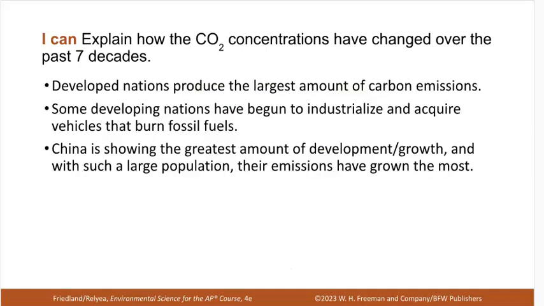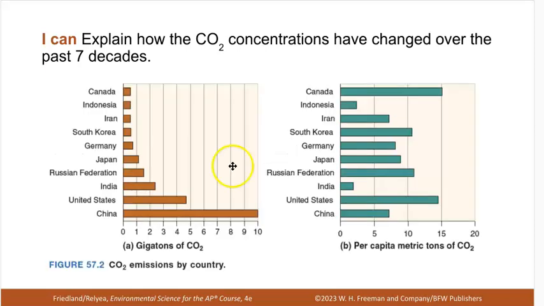You need to know that developed nations like ours produce the largest amount of carbon emissions. Even though we're not the largest population on the planet, we produce the most. Now, as developing nations like China and India and others have begun to industrialize and people start to get their own cars and drive and burn fossil fuels and have electricity and all those things, they start to emit more carbon dioxide. China is showing the greatest amount of growth, and their emissions have grown the most because remember, they have 1.3 billion people.